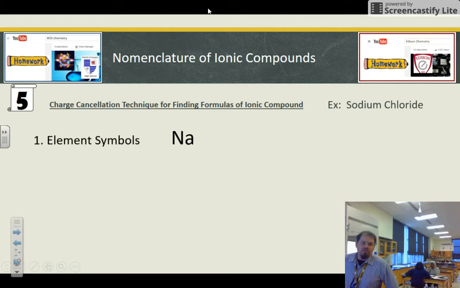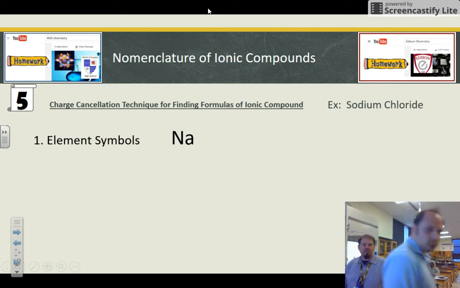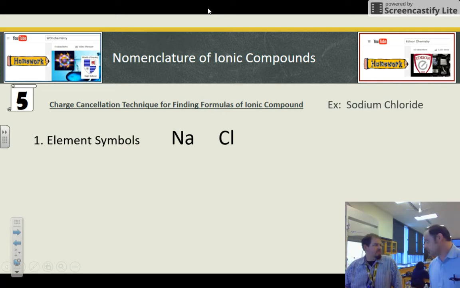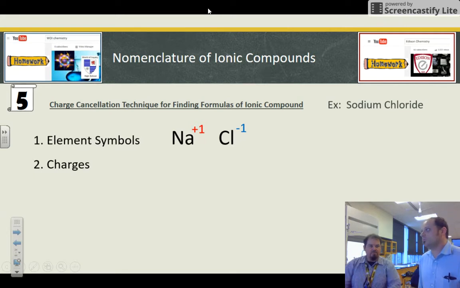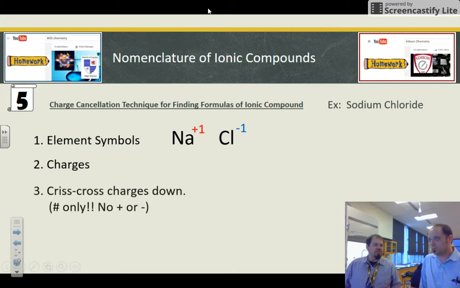So I know sodium is Na and I know chlorine is Cl. I'm going to use the periodic table to see what the charge is. The charge for Na is just going to be +1, and the charge for chlorine is going to be -1. So now what we do is we crisscross them down. We don't bring the charges, we just bring the numbers.